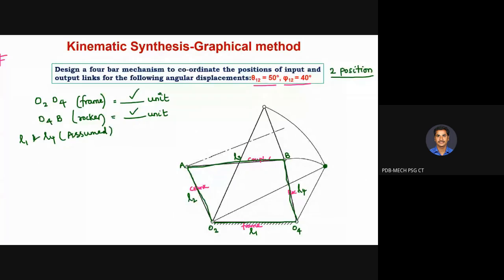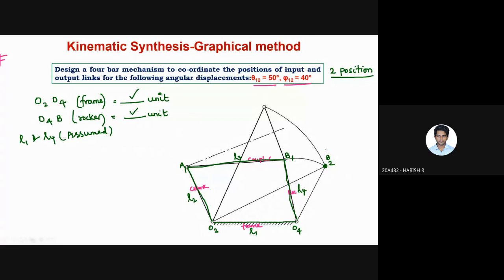This green color point, what is the name for this point? B2, sir. So it is B1, it is A1, it is B2. It is B2.